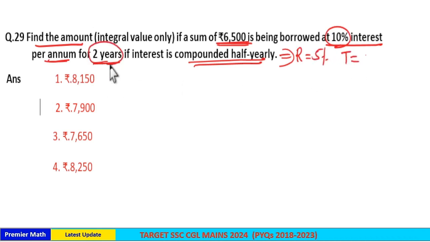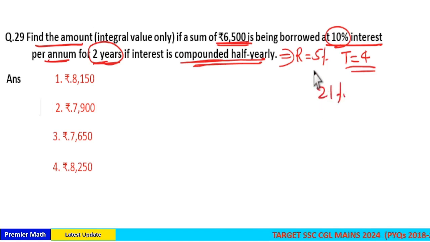And here the total number of years is 2 years. There are 4 half years in 2 years. So the total number of terms is equal to 4. Instead of compound interest, if I calculate simple interest for 4 terms, it is equal to 5 into 4, 20%. But this is compound interest, so it can be around 21% because this is just 5%. So calculate it based on 21%.